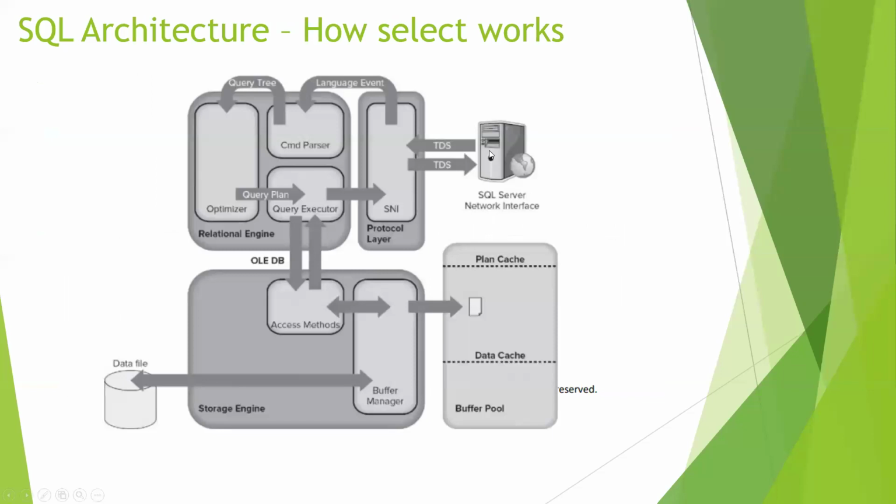So from here, the client requested a select query, and it's sent to the SQL Server through the network packets, because this is through the network we are sending a request. So those TDS packets are received by the SQL Server network card, the network interface at the SQL Server side, and it will unwrap the packets.